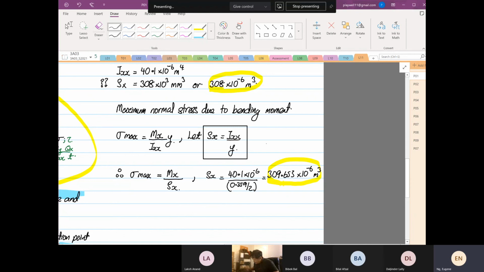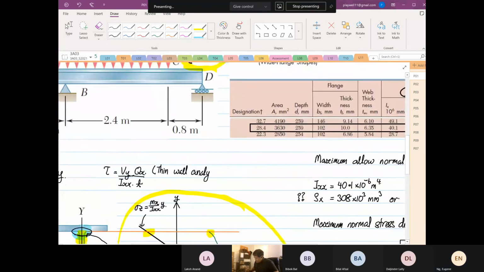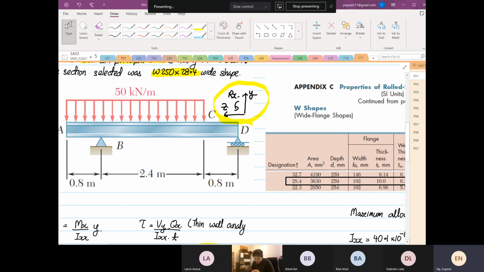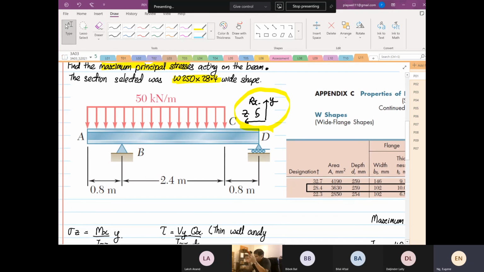The next thing we want to find out is that this structure is under combined loading. We need to find the bending moment and the shear force in the entire structure. So we have to construct the shear force diagram and the bending moment diagram. I know you have done this before, but I want you to see how we can construct this based on mathematical equations.